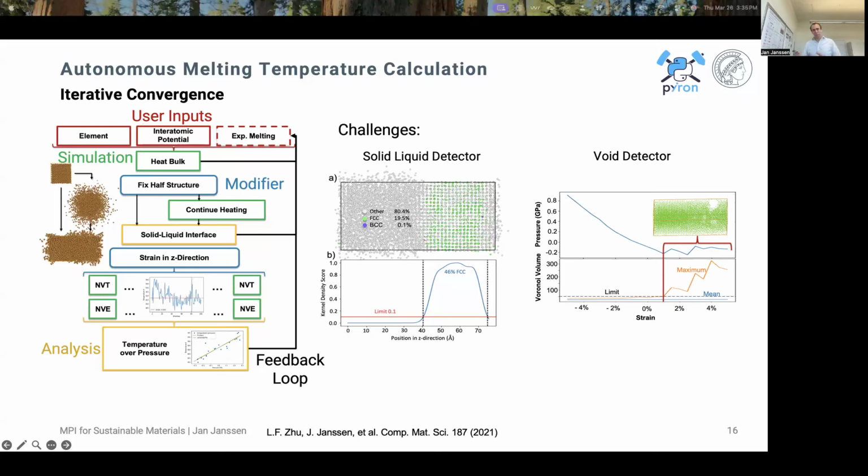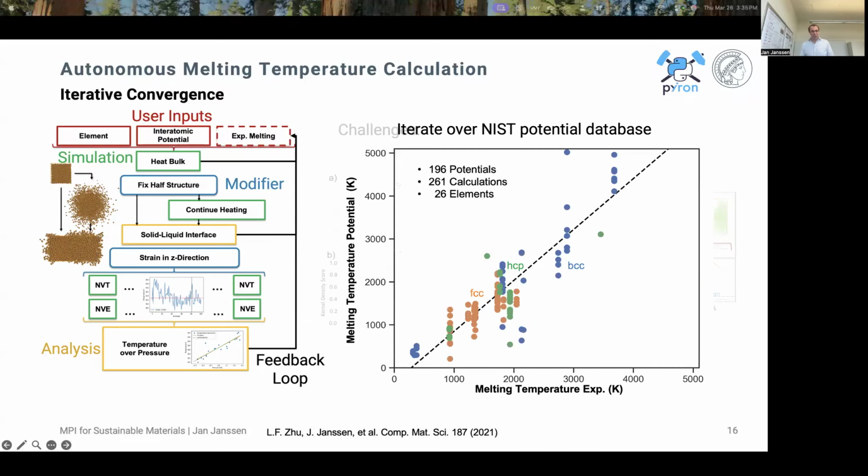efficiently. The most direct way to emphasize how this tool works and the benefits of this kind of automated workflow is to iterate over the NIST database, which itself includes close to 200 potentials. So we did 260 melting point calculations. And just looking at the scatter from the melting points calculated for these interatomic potentials in comparison to the experimental references, we see how important it is to have these kinds of tools available.